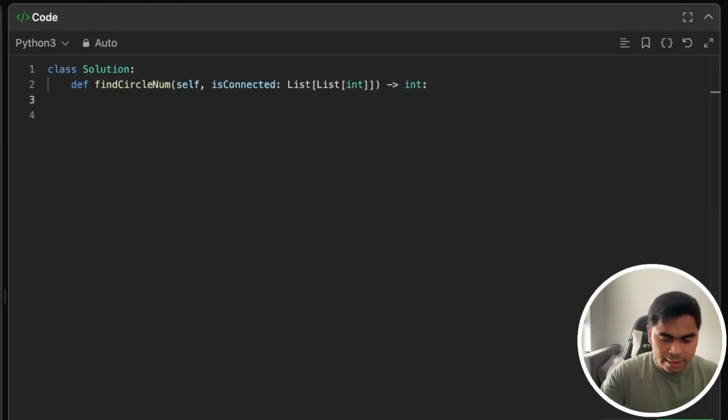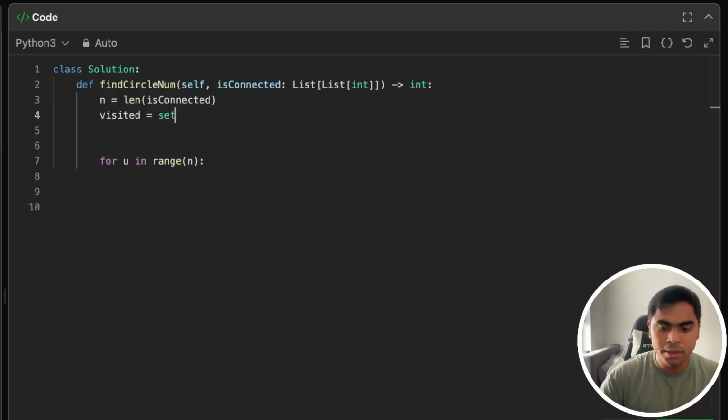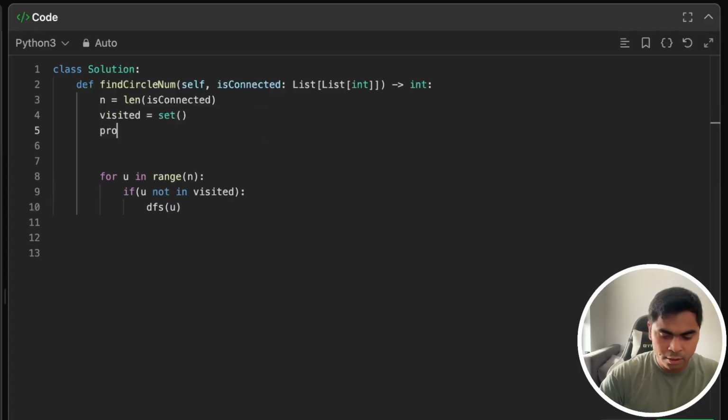All right, so as I said, I will have my N calculated, which is the length of my number of nodes basically. So I'll say len of is connected. Now for U in range, I will send it this N, and then I will basically call my DFS. But we forgot to have a visited set. So visited will be an empty set in the beginning, and if U is not in visited, then I can basically call DFS on U, and then I can increment number of provinces.